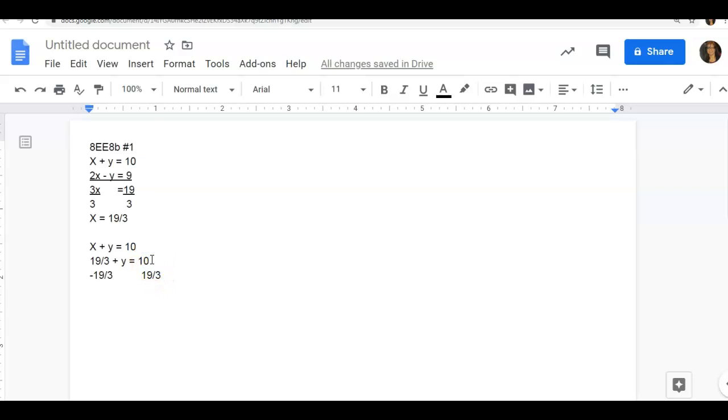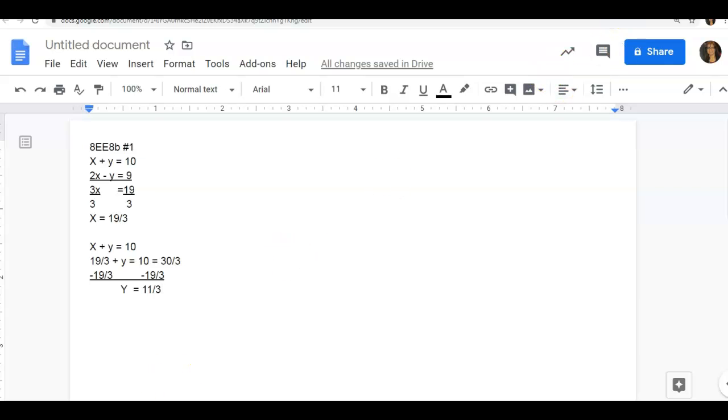So remember that 10 is the same thing as 30 thirds, right? 30 thirds. So if I subtract 30 thirds minus 19 thirds, oops, I forgot to put the minus right there. So don't forget the long line because I'm subtracting. So this one over here, 19 thirds minus 19 thirds, well, it's just going to give me the y by itself. And then 30 minus 19, that's 11 thirds, right? 11 thirds. So the x is going to be 19 thirds and the y is going to be 11 thirds.